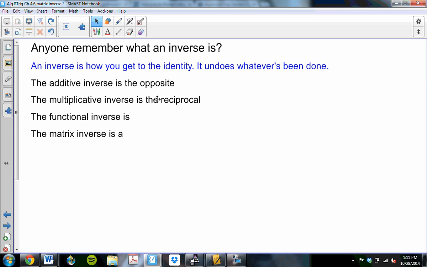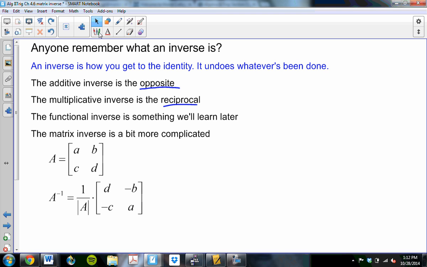These are examples of inverses, but not the only types of inverses. There's also a functional inverse. That's something we'll learn about later. Today we'll talk about the matrix inverse, and the matrix inverse is a little bit complicated. Not crazy complicated, but a little bit.